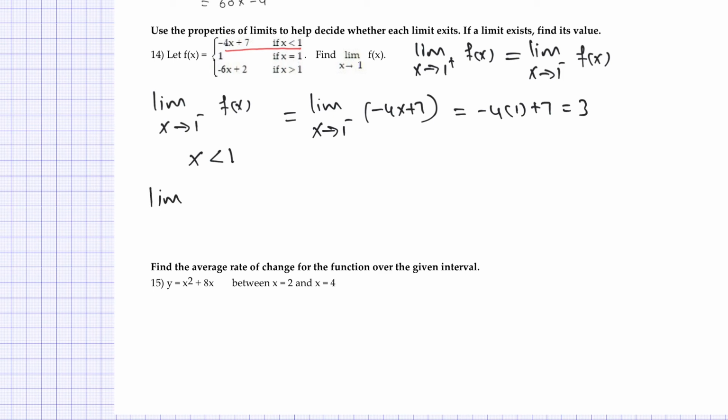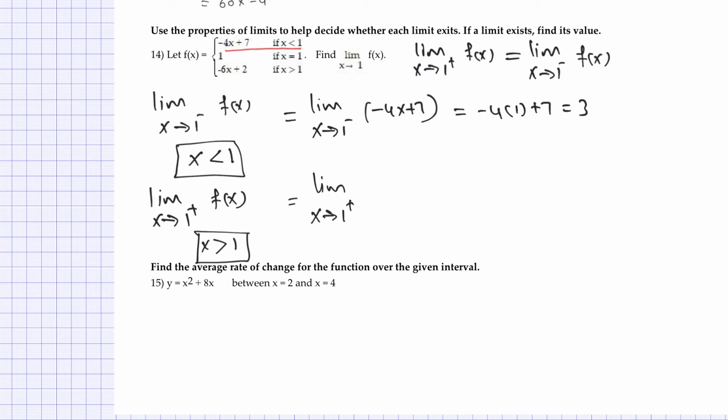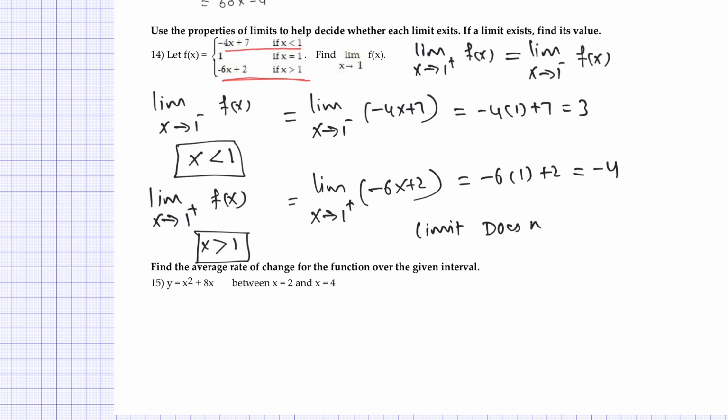Similarly, for the limit of the function f of x as x goes to 1 from the positive side, meaning x values greater than 1, the function that corresponds to x greater than 1 is negative 6x plus 2. So the limit of the function negative 6x plus 2 as x approaches 1 from the positive side is equal to negative 4. Since the left and right hand limits are not equal, the limit does not exist.